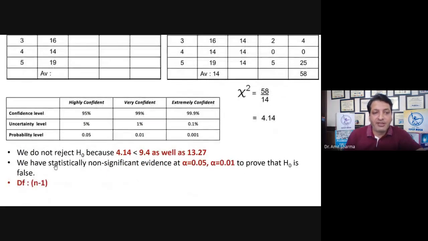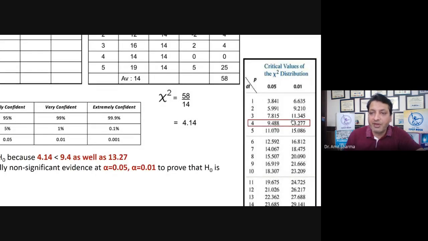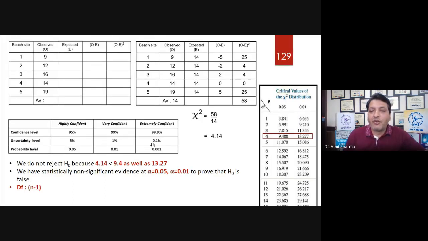So how to write the result: we have statistically non-significant evidence at alpha level 0.05 and alpha level 0.01. See why I have taken these two: because in the table I have taken the value of 2, I have compared with 9.4, and I have compared with 13.2 also. So I'm writing both alpha level 0.05 as well as alpha level 0.01, and the degree of freedom for this test is n minus 1. This I have already told you. So like this you can solve the chi-square test manually.